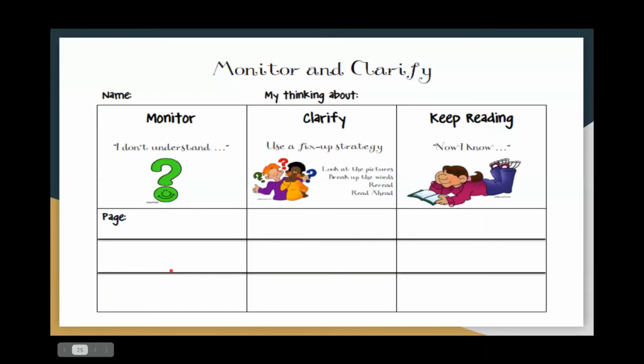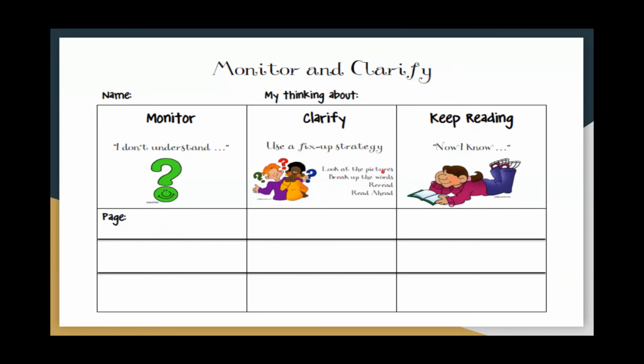All right, boys and girls, you will utilize this graphic organizer to help you monitor and clarify. In the first column, you will monitor. You will write down something you do not understand while you are reading the text in front of you. So you will jot down the page number and any misunderstanding. Next column, you will jot down what you used to clarify that information. What is your fix-up strategy?